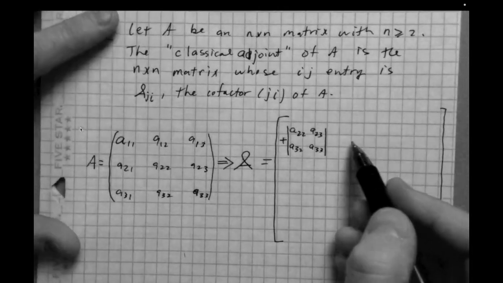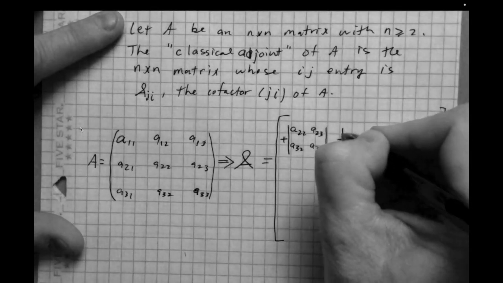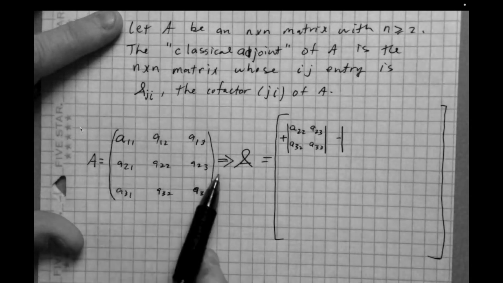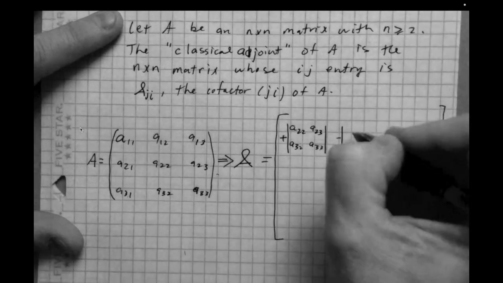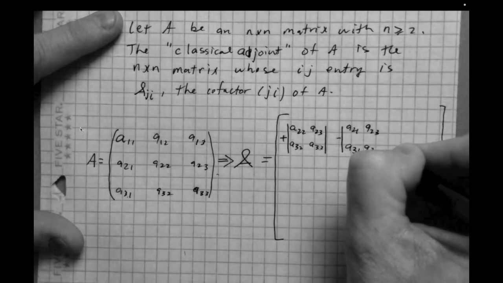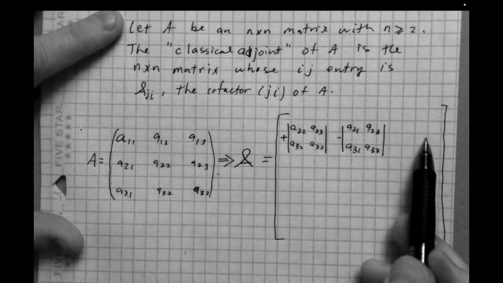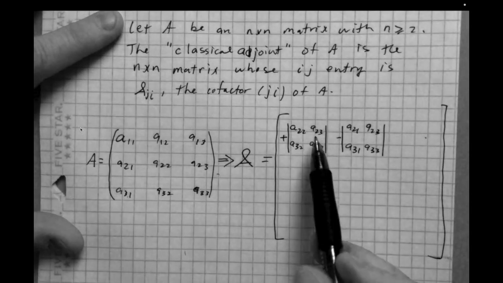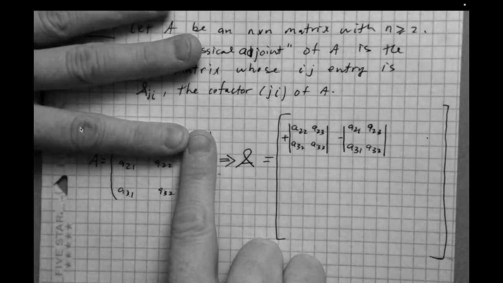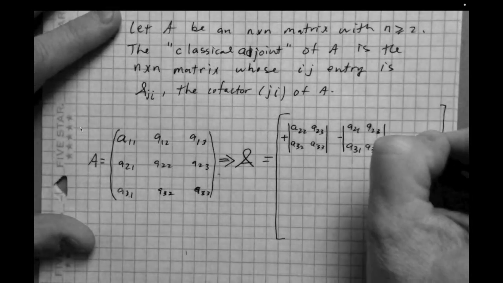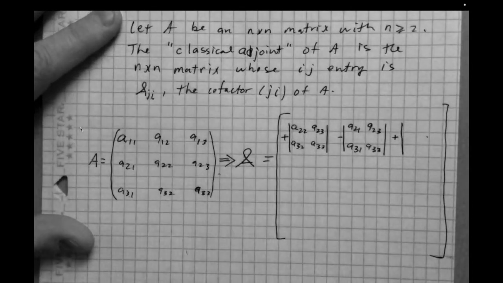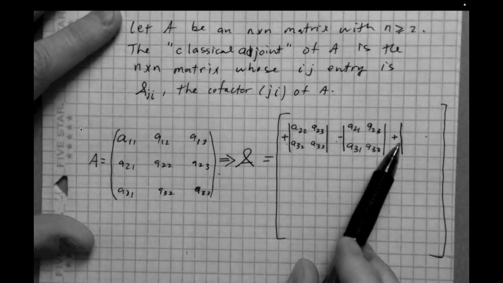Now when I go to the next one, it's going to be a negative, and it's going to be basically blocking out the first row and the second column. So it'll be this one, this one, this one, and this one: A21, A23, A31, A33. Right, and then the third one, the 1, 3 entry of the adjoint, is going to be obtained by blocking out these two. Okay, and it's going to be a positive, right? Because 3 plus 1. Think of the negative 1 to the i plus j power. That's what's determining the signs here.